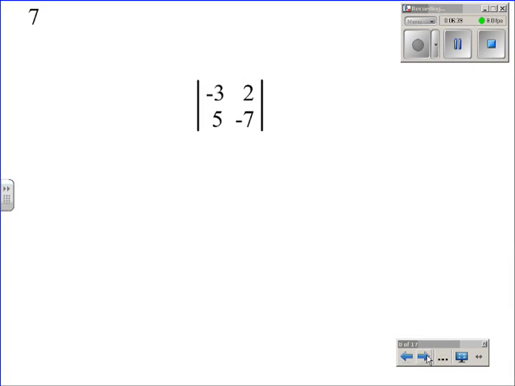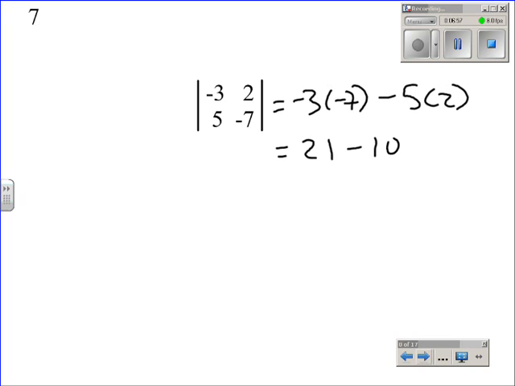The bars on the outside of this matrix mean find the determinant. To find the determinant, we're going to multiply negative 3 by negative 7 and subtract 5 times 2. The result is 21 minus 10, or 11.